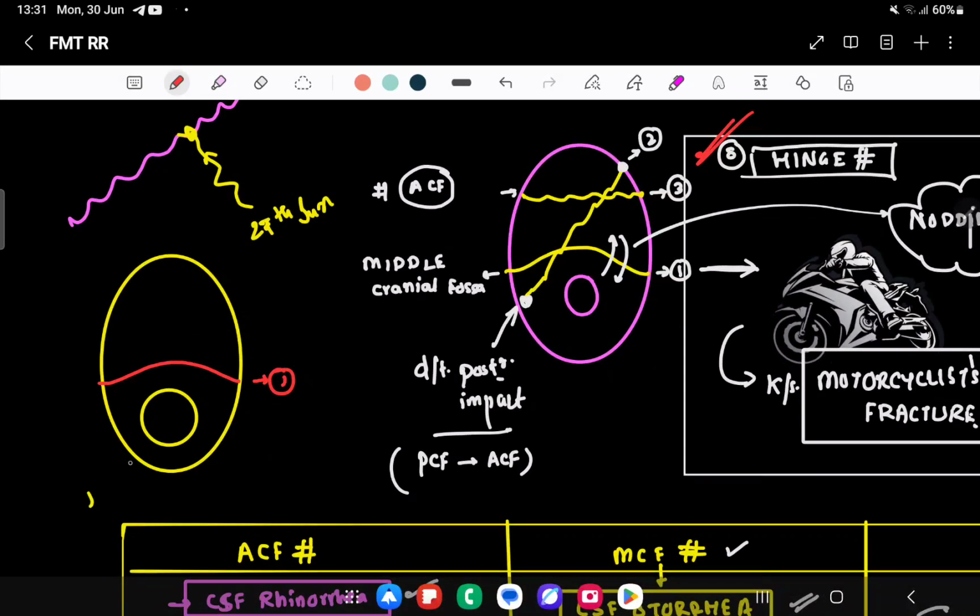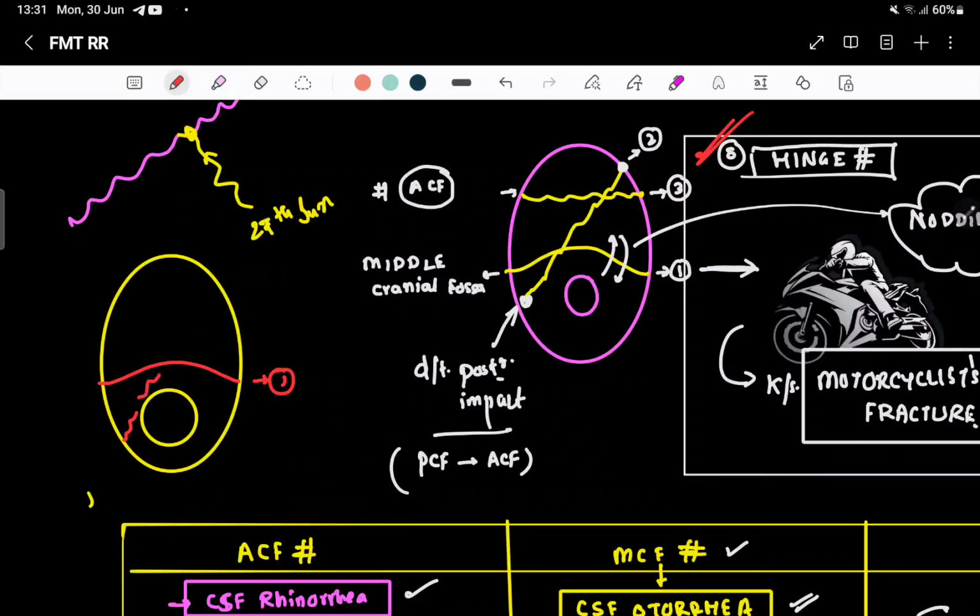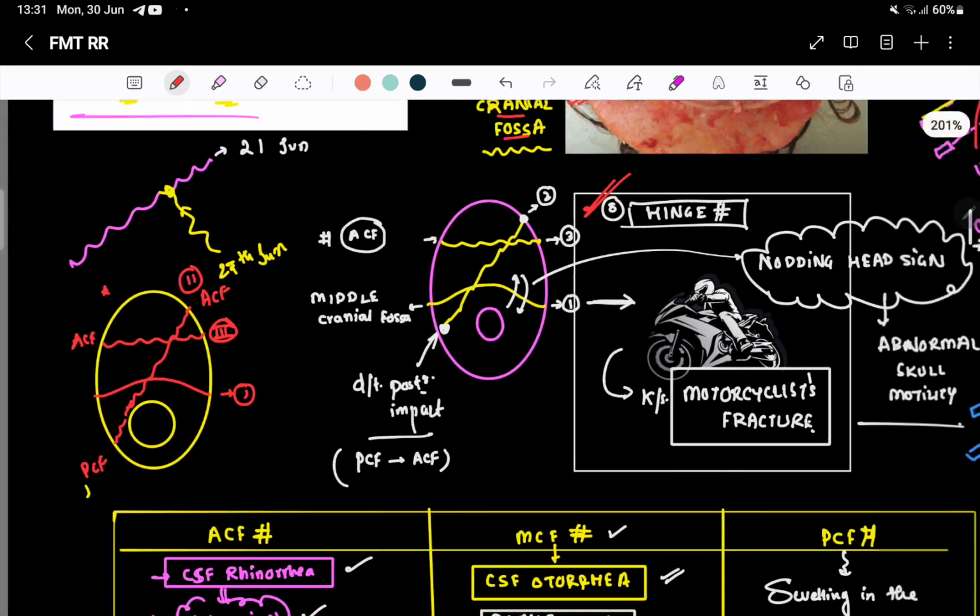If the fracture is going from the posterior cranial fossa to the anterior cranial fossa, like this, it is an oblique fracture. This is the type 2 hinge fracture. If the fracture is directly in the anterior cranial fossa, this is the type 3 fracture. These are the examples of hinge fractures.